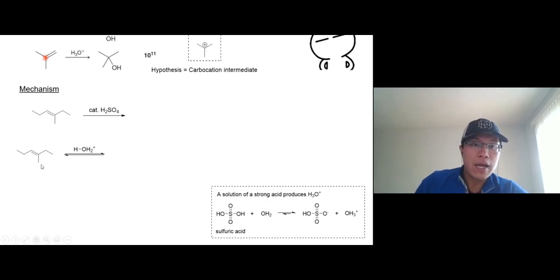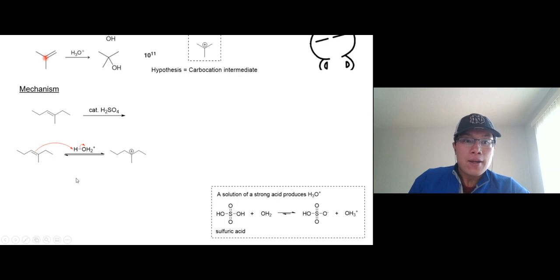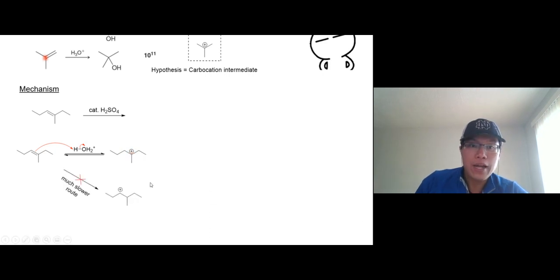So use hydronium ion, nucleophilic attack. So you get, so this carbon here gets the hydrogen. This carbon becomes a carbocation, right? Don't do it the other way around, because if you do that, this process is much slower than the top one, because you get an unstable carbocation. All right, so you're gonna get a carbocation right here, just like we saw in hydrohalogenation.